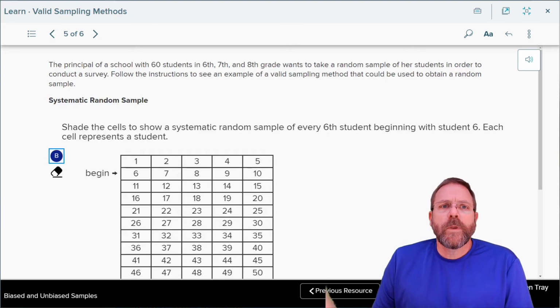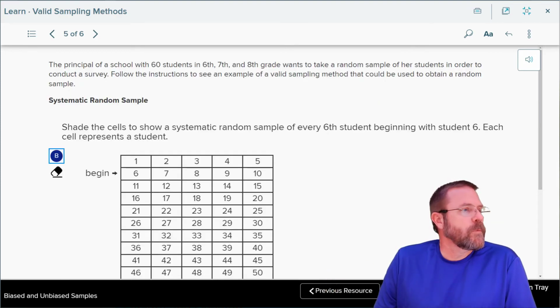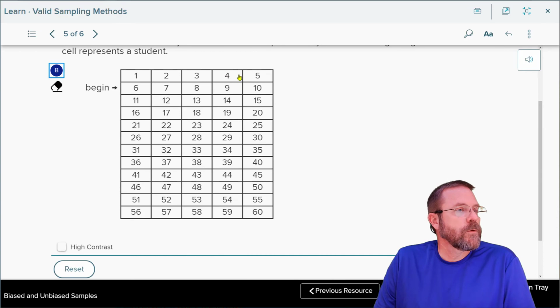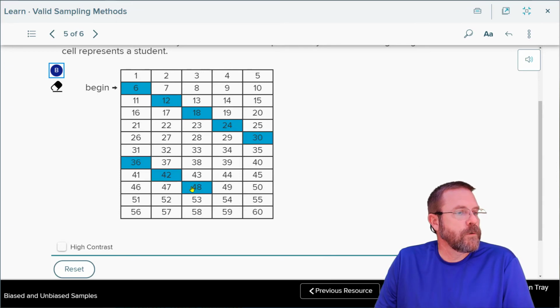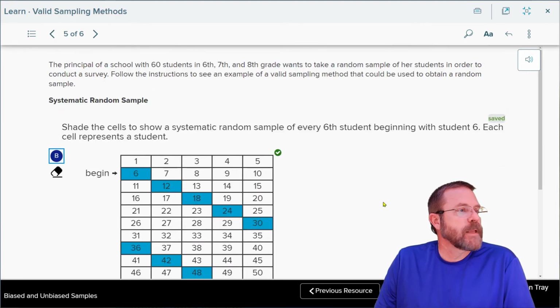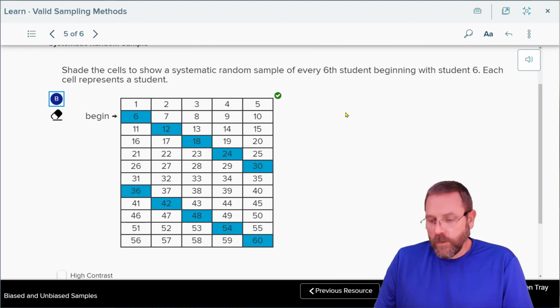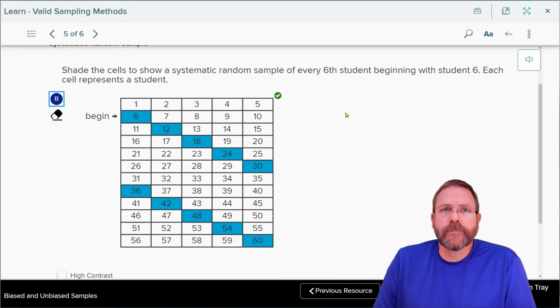And finally, we have our systematic random sample, where here we're looking at every 6th student beginning with student number 6. So we would have student number 6, then student number 12, number 18, 24, 30, 36, 42, 48, 54, and 60. And that would be an example of a systematic random sample, where you set what your interval is going to be to determine who's going to get to take the survey.